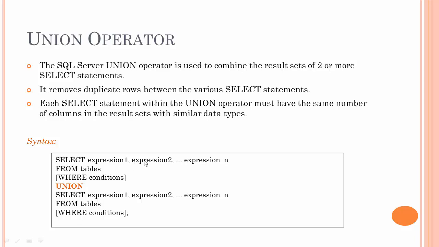Select expression 1, expression 2 and n number of expression you can pass from tables, then where condition, which is optional, then union operator, then select expression 1, expression 2 and n number of expression you can pass here, then from tables, then where condition, which is optional. So whenever you are writing expression for select statements, always remember the number of expressions and the data type of these expression must be same in both statements. So let's see how can we use union operator in SQL Server.